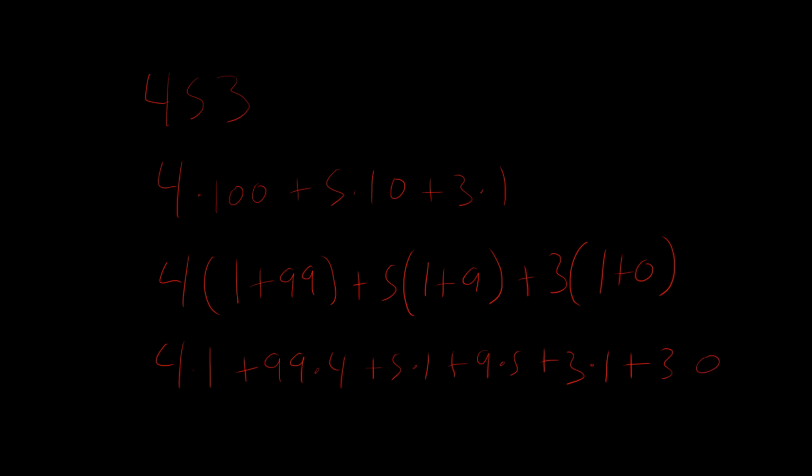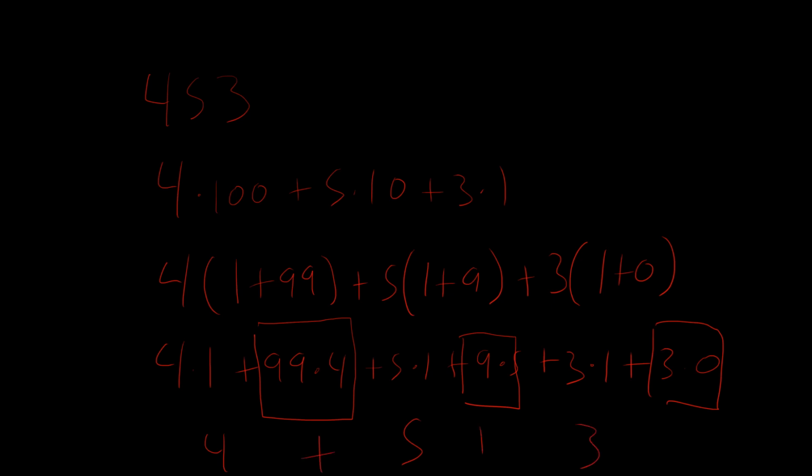But if you wanted to know if this number were divisible by 9, you could subtract all of the multiples of 9. There's 1 right here, and there's 1 right here, and there's 1 right here. And you see what that leaves us with? 4 times 1 plus 5 times 1 plus 3 times 1. Well, I mean, you don't need to be very smart at math to know that. That's 4 plus 5 plus 3, right?